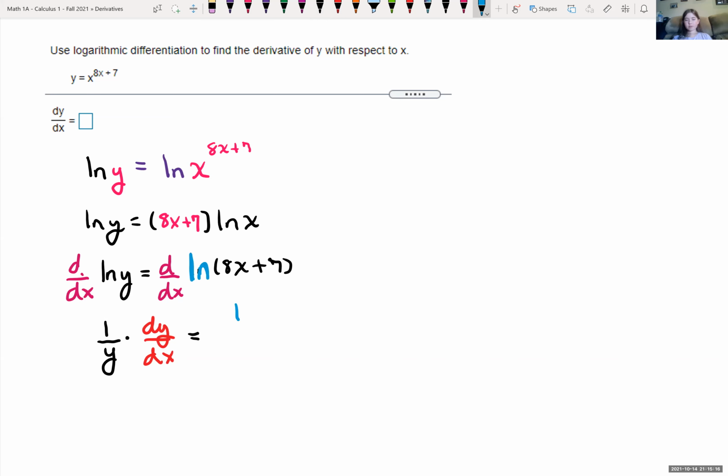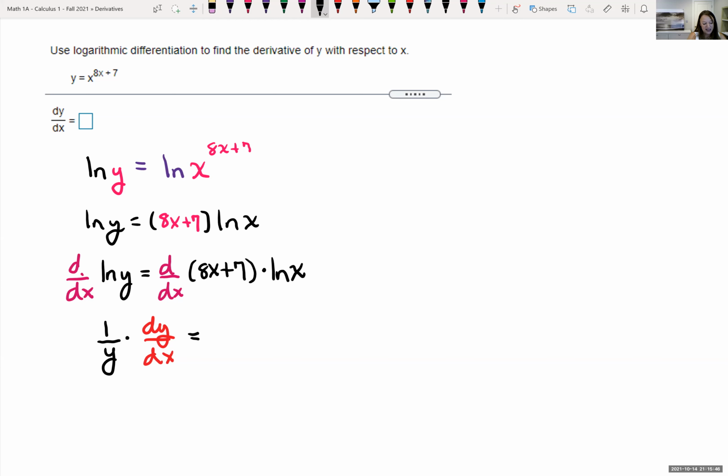Wait, how did it go from 8x plus 7 times the natural log of x to the natural log of 8x plus 7? Yeah, I have no idea. Yeah, so I should have been the same over here, right? Thank you. It should have had the 8x plus 7 here times the natural log of x.